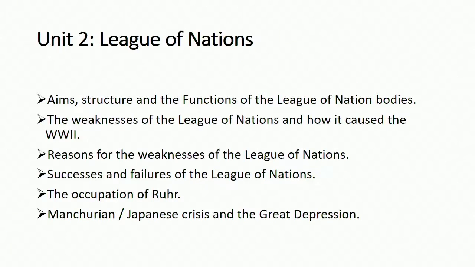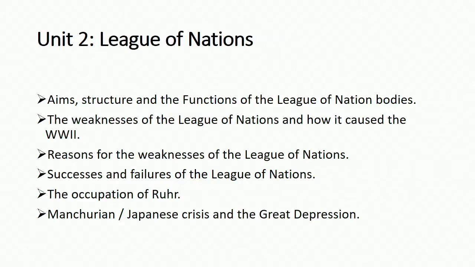You should also be able to know the weaknesses of the League of Nations. So the weaknesses of the League of Nations are the factors that led it to its failures. When you talk of the weaknesses, it is the reasons why the League of Nations could not function, could not keep peace. So we have a lot of factors that contributed to these weaknesses.